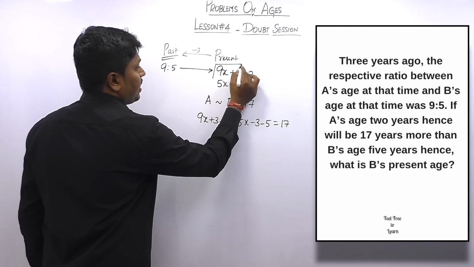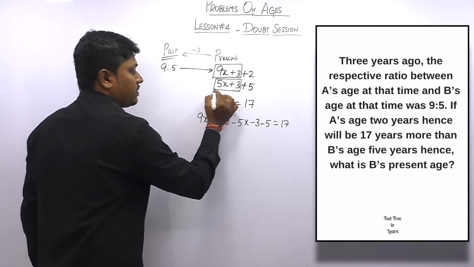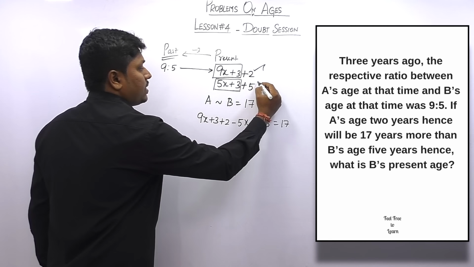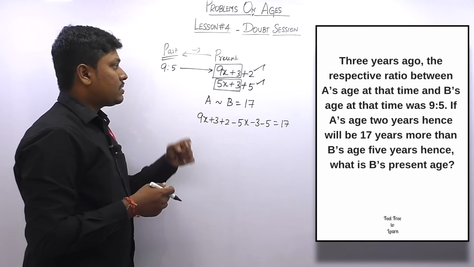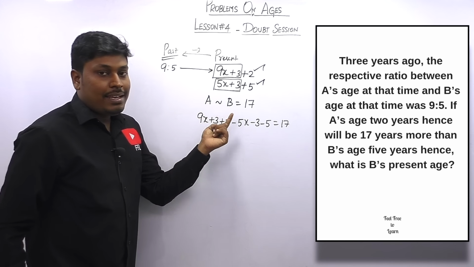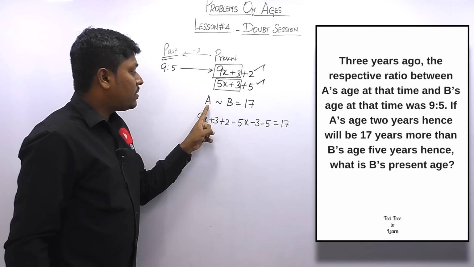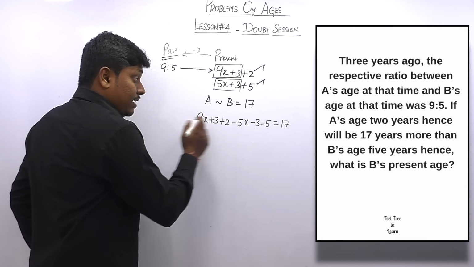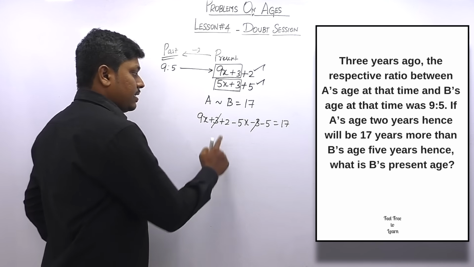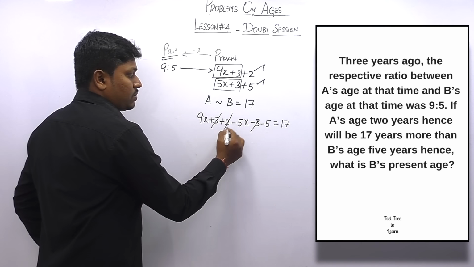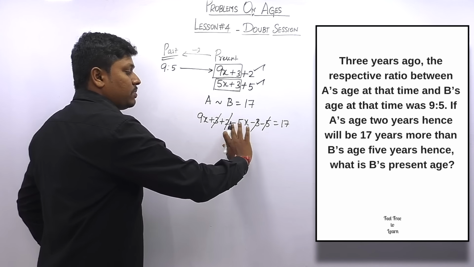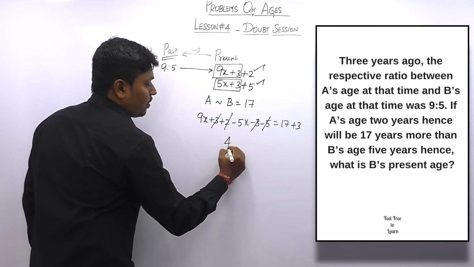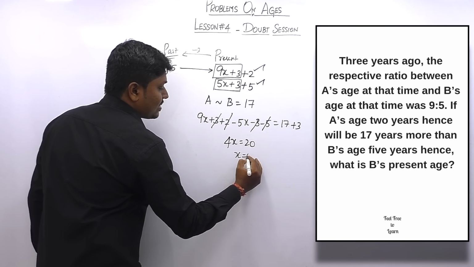So this is the present age of A and this is the present age of B. The 2 they are telling is 2 years hence, that is after 2 years, then after 5 years for B. A's age is 17 years more than B's age, meaning the difference of A's age minus B's age will be 17. We can cancel 3 and 3 here. Similarly, plus 2 and minus 5 will be minus 3. Once you bring this minus 3 to the right-hand side, it will be plus 3. So 9x minus 5x is 4x, so 4x is equal to 20, so x is equal to 5.